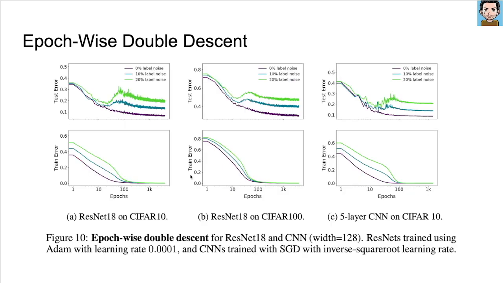The same double descent phenomenon is observed on different architectures, ResNet18 and vanilla CNNs, on different datasets, CIFAR10 and CIFAR100. As we increase the number of training epochs, the train error decreases smoothly, but it's a different story for the test error. The test error descends, then increases, and then descends again. As with model size double descent, we observe double descent more clearly with noisy datasets.